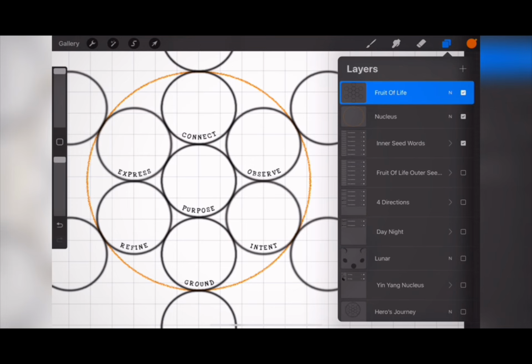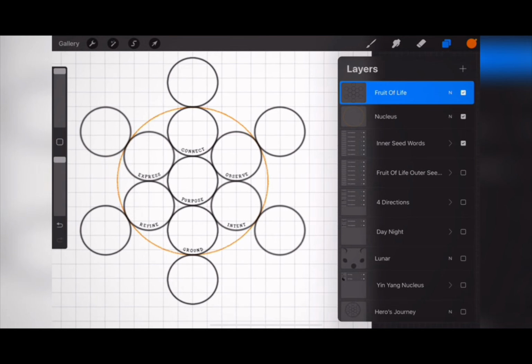It's not so much a matter of how you fill these in, just that the entire nucleus, the entire egg or seed, is formed with a foundation of ideas. So once we have that inner seed nucleus created, then we're going to move to the outer seed words. And I'm going to remove the nucleus. Now we have these outer seed words. They basically represent something that is attached to the inner seed word.